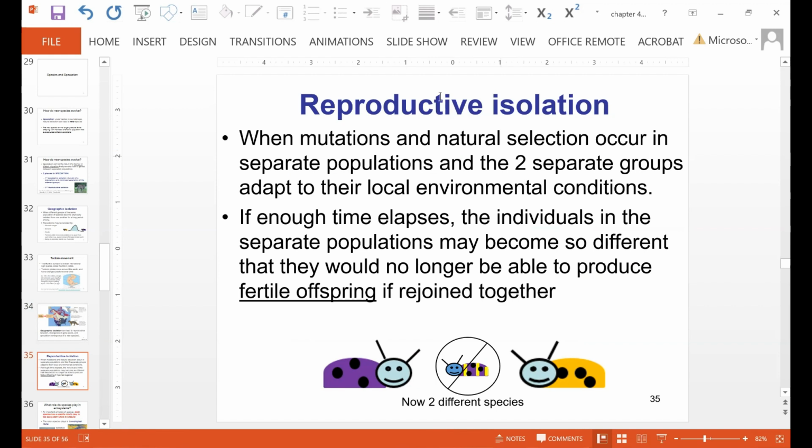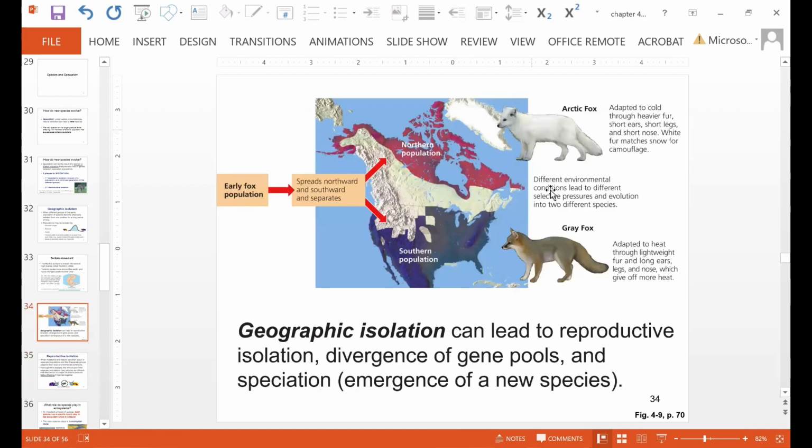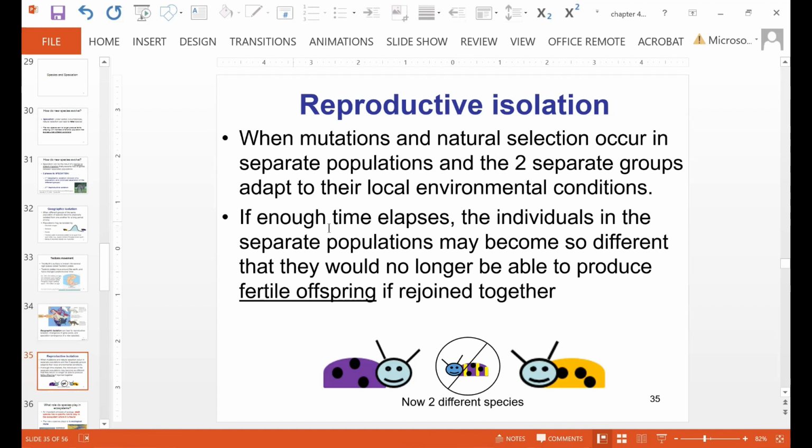Reproductive isolation: when mutations and natural selection occur in separate populations and the two separate groups adapt to their local environmental conditions. So that would be the Arctic fox and the gray fox developing into two different species. If enough time elapses, the individuals in the separate populations may become so different that they would no longer be able to reproduce fertile offspring if they rejoined together.